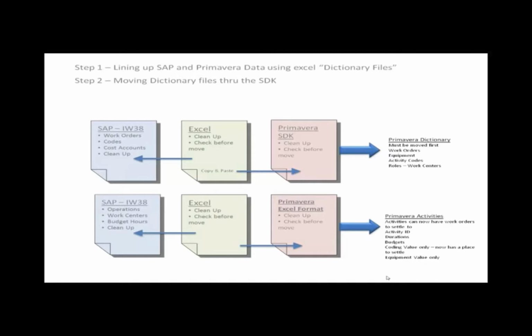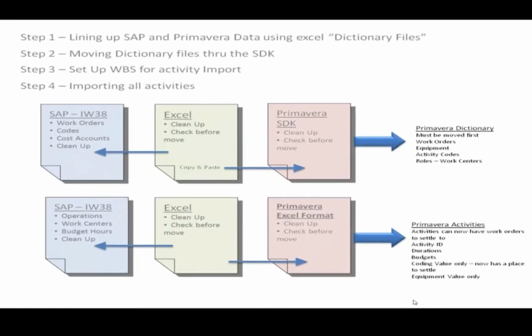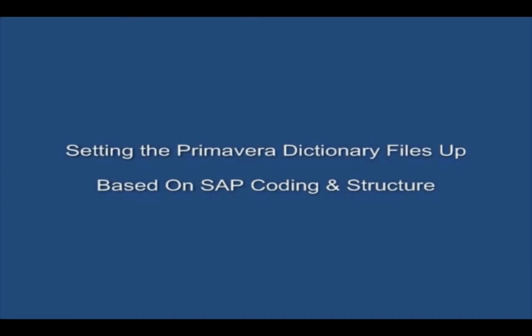And one of those SDKs is the work breakdown structure. The other is the actual dictionary files itself. Once I get the WBS and all that stuff cleaned up, we're going to move the activities. So in this illustration, you see 2 flowcharts. One going from SAP through Excel into Primavera through the SDK, and one actually with the activities or the detail behind that structure. So in this next clip, I'm going to show you how to get that Excel spreadsheet cleaned up.